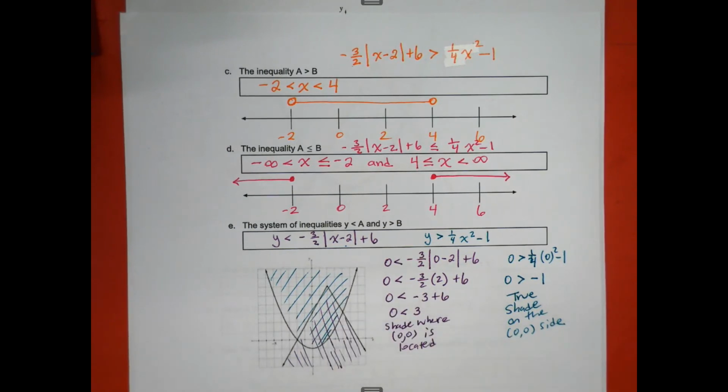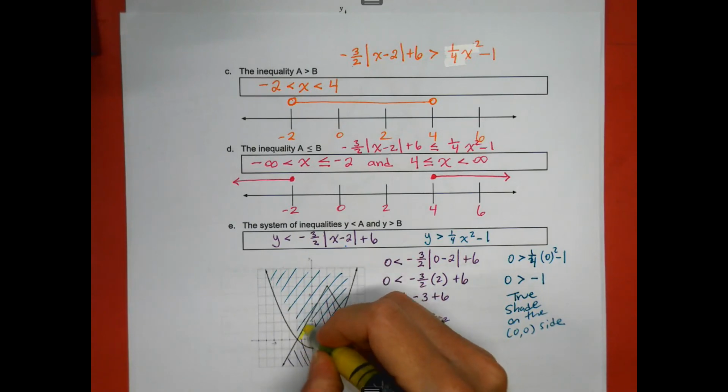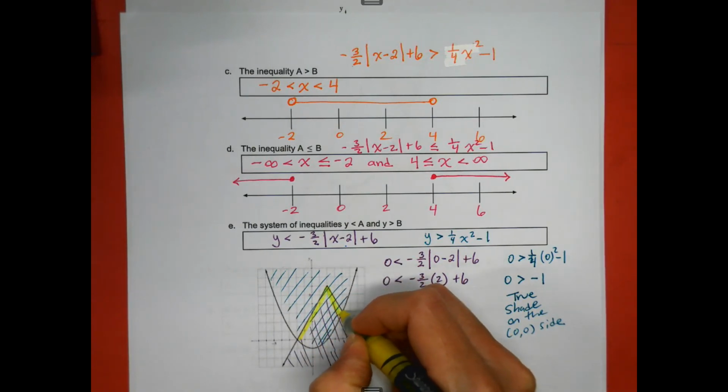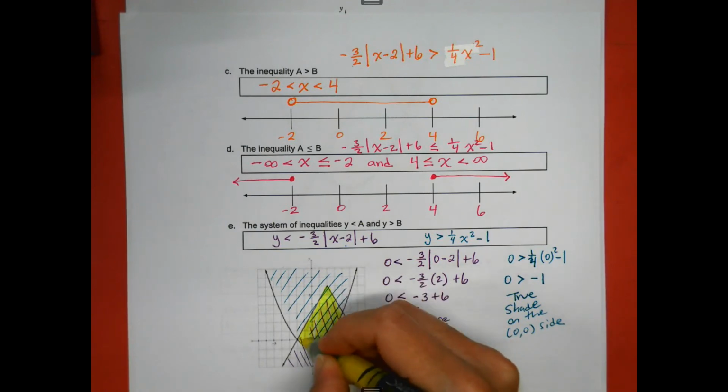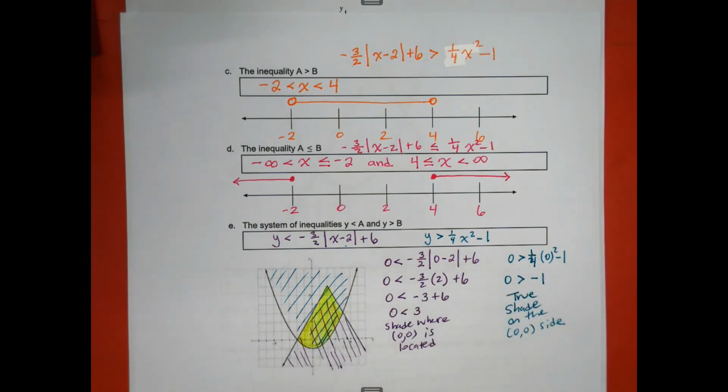And then since this is a system, we're going to look for the region of overlap. And the region of overlap is going to give us our solution. For this system of inequalities, our solution is this area here in between the two graphs.